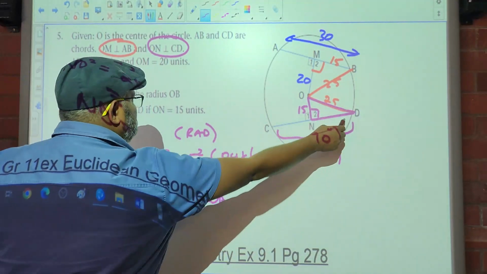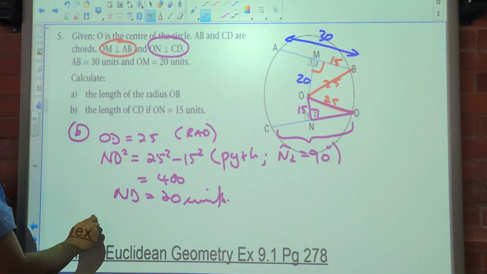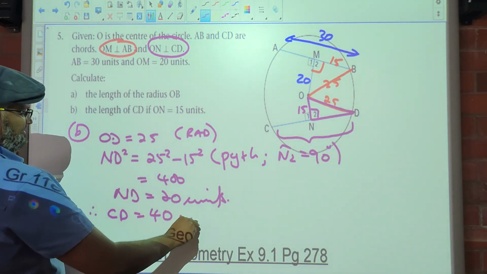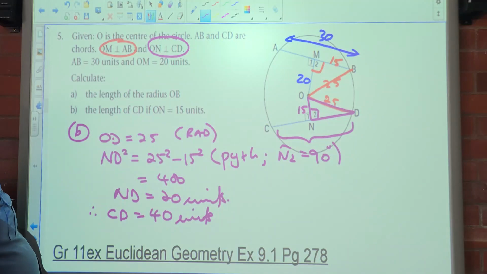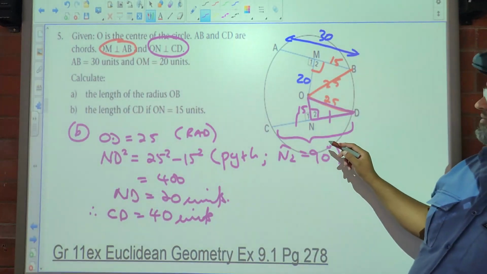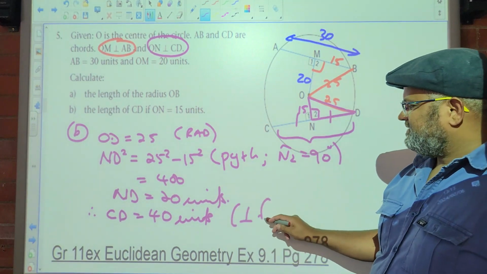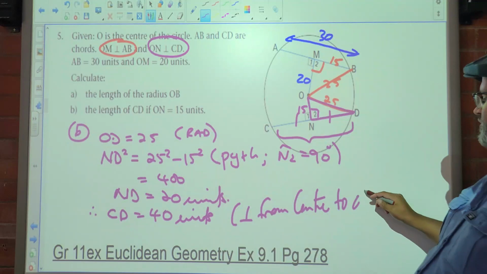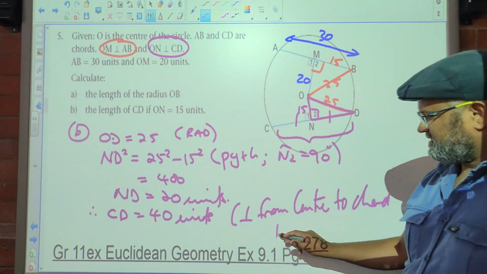But have I answered the question? No, I must say now that CD is equal to 40 units. Why is that 40 units? Why are those equal? Perpendicular from center to chord bisects the chord.